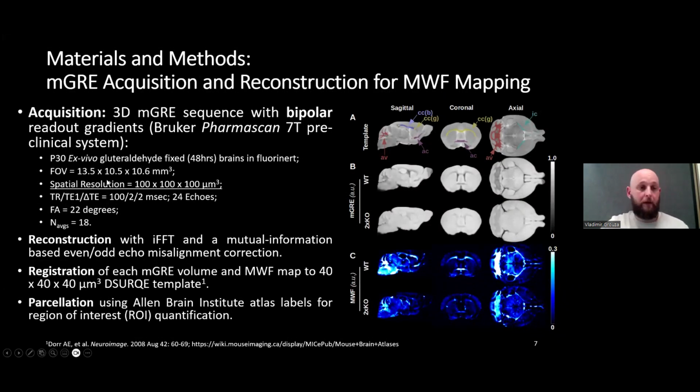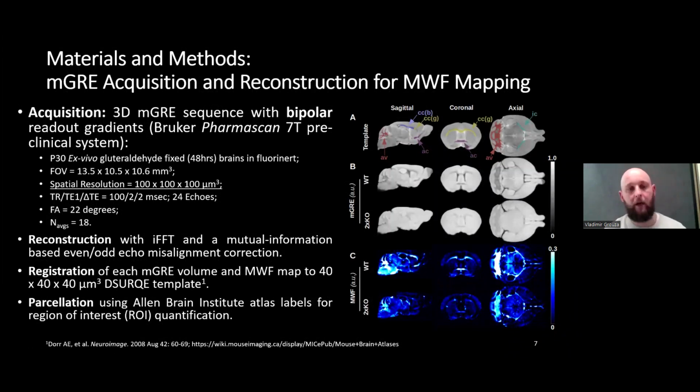Our FOV was sufficient to accommodate the size of an ex vivo mouse brain. Our spatial resolution was 100 microns isotropic, and critically, our first TE and our delta TE are 2 and 2 milliseconds in 24 echoes with a TR of 100 milliseconds, a relatively low flip angle of 22 degrees, 18 signal averages, and to do one brain on our Bruker PharmaScan 7 Tesla takes give or take 8 hours.